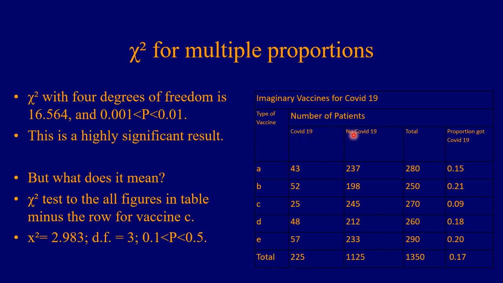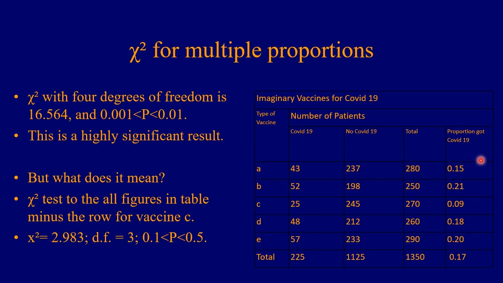When you calculate the chi-square test here, the degrees of freedom would be 5 minus 1 equal 4, multiplied by 2 minus 1 equal 1, so you have 4 degrees of freedom, and the calculated chi-square would be 16 point something here, and this is significant. But which of these are different? What does it actually mean that the figures here are significantly different from each other?